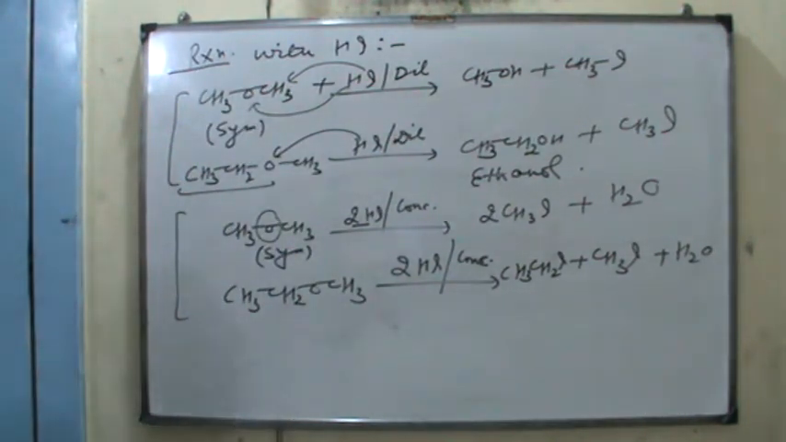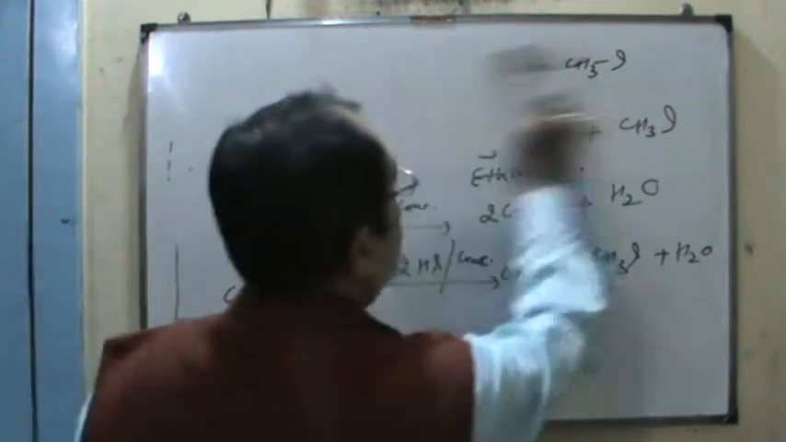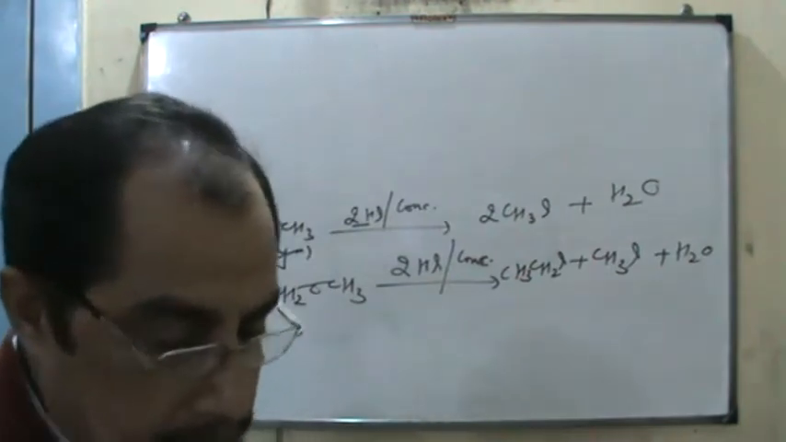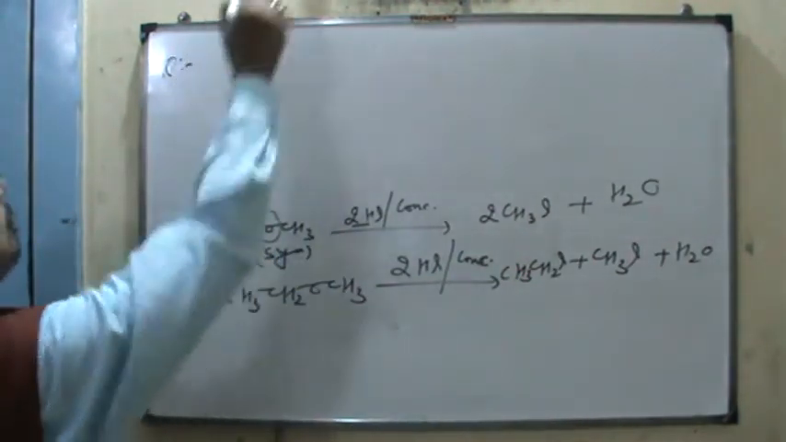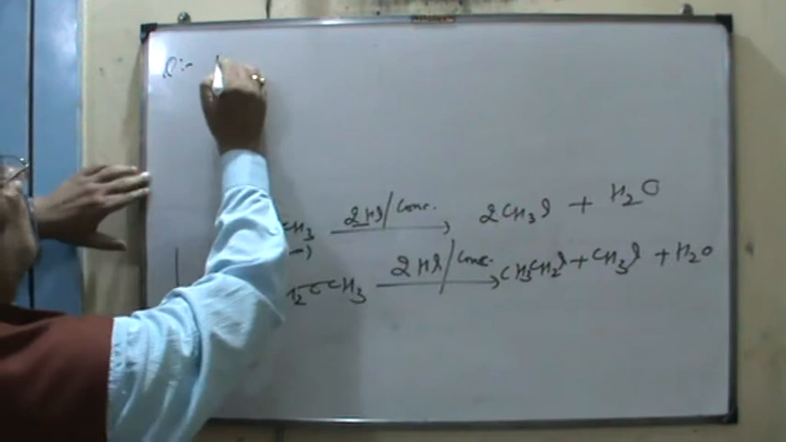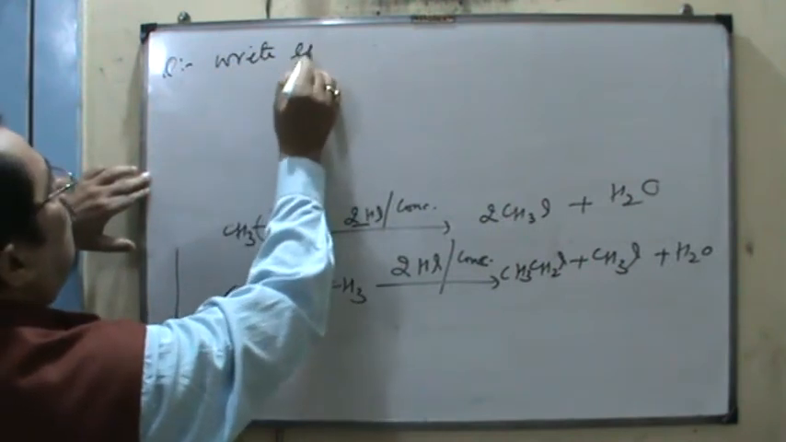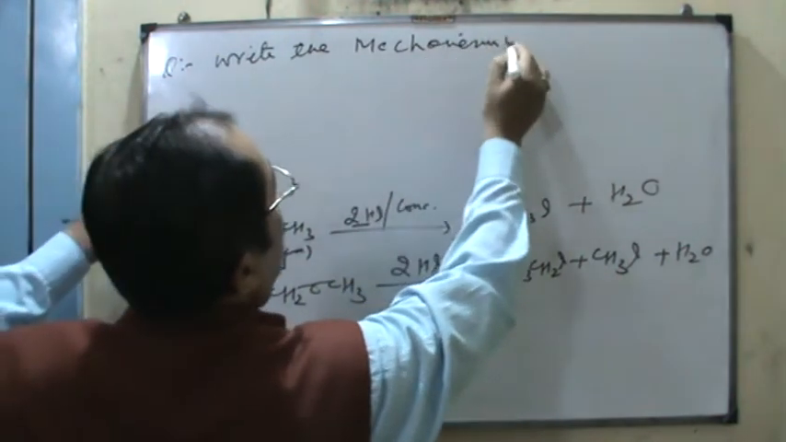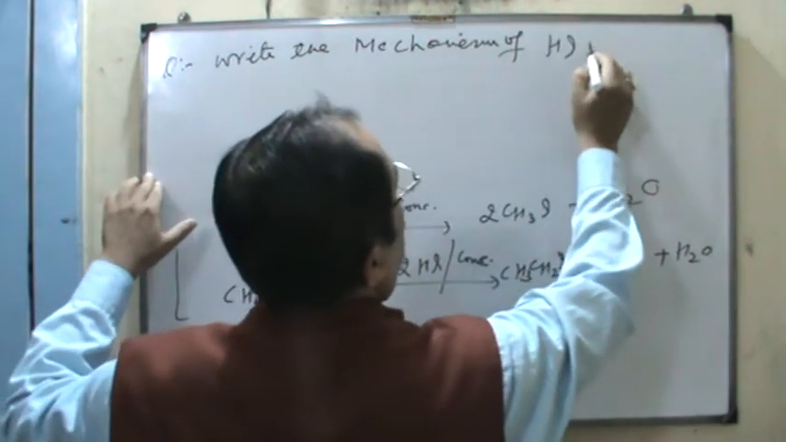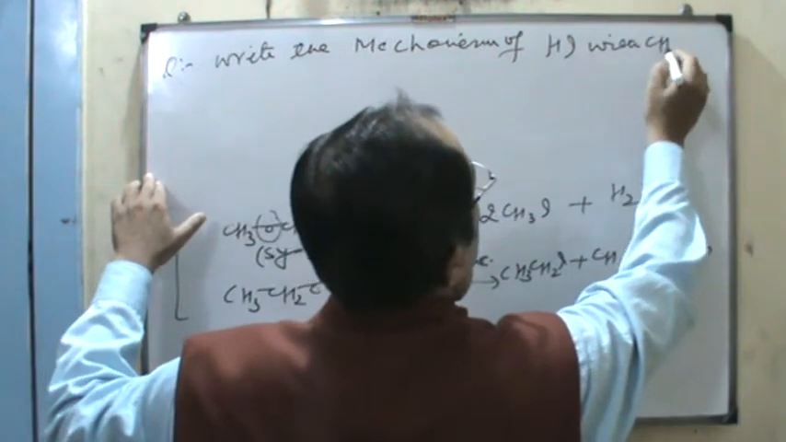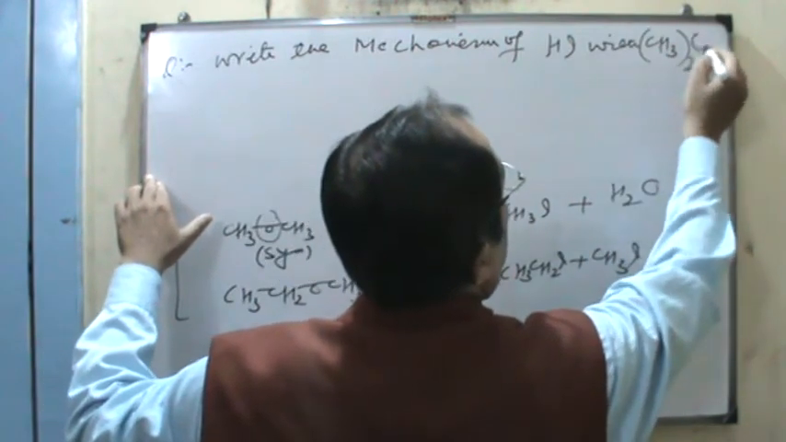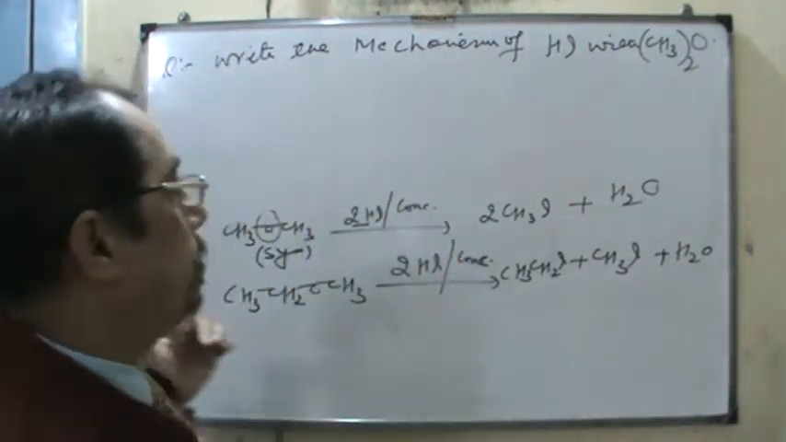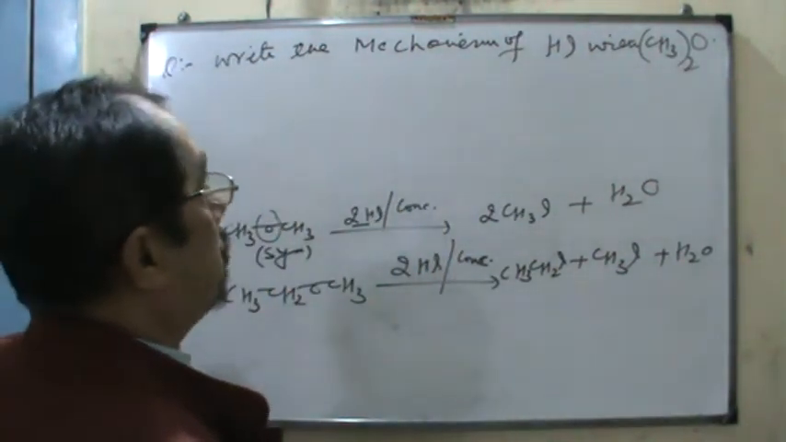One reaction is very much given. Write the reaction mechanism of dimethyl ether with HI. Write a question and solve it, everybody. Write the mechanism of HI with dimethyl ether. That is the exercise question. Important and probable question for your forthcoming examination.